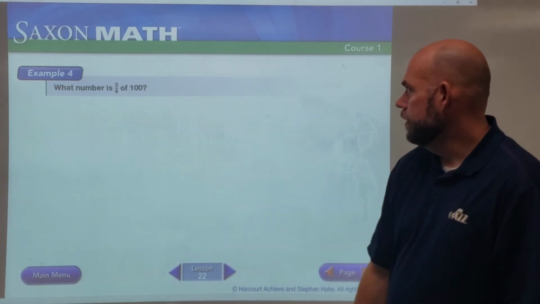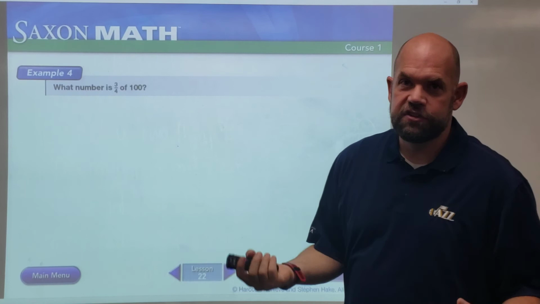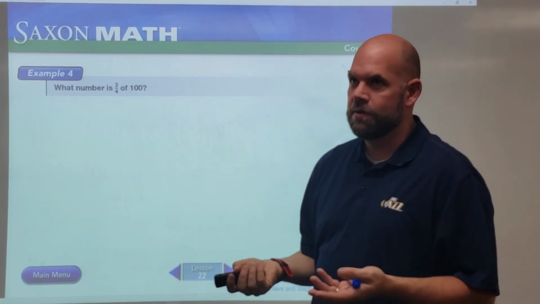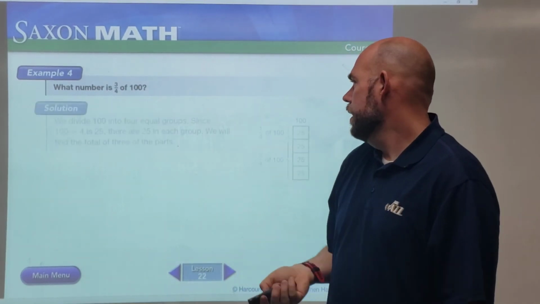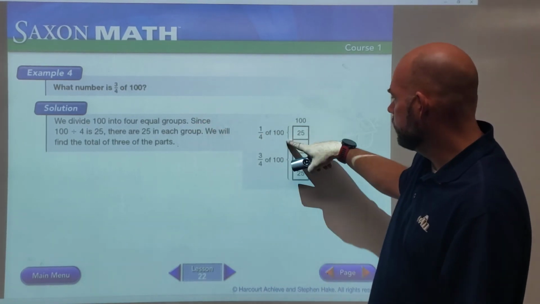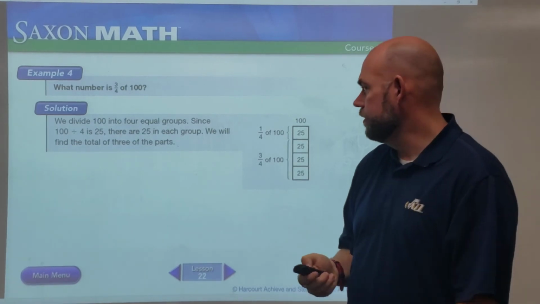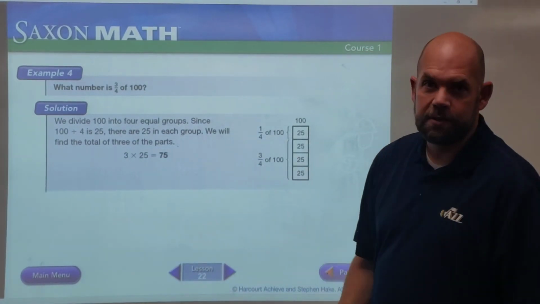All right. Just cruising along here. Now it says what number is 3/4 of 100? Well, we just take 100, we put it into 4 equal groups, and we could do 100 divided by 4, which is 25, and hopefully that's a mental math thing for you now. So we have 25, 25, 25, 25. What number is 3/4? We just add up 3 of those. 25 plus 25 is 50, plus 25 more is 75. So you could just do 3 times 25 is 75, or you can add them up.